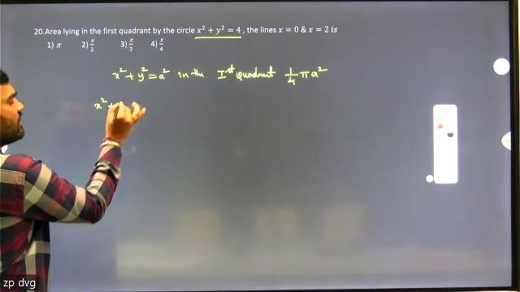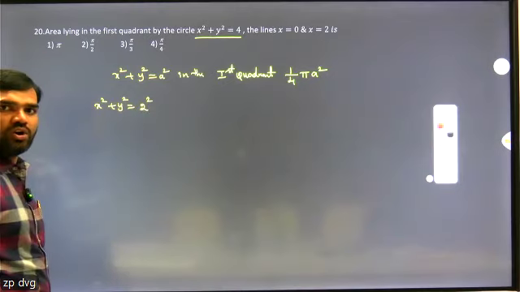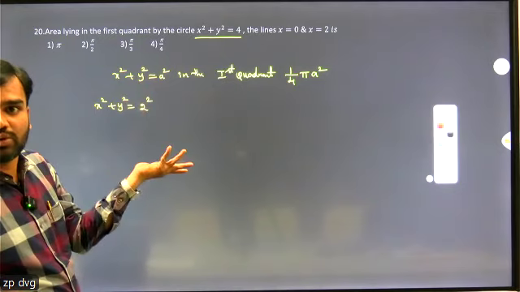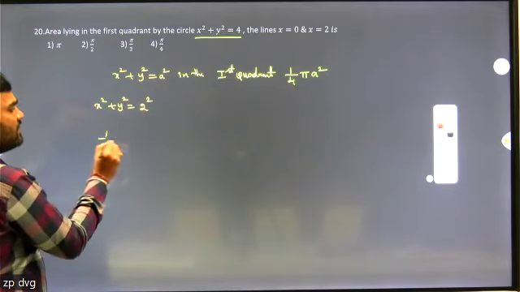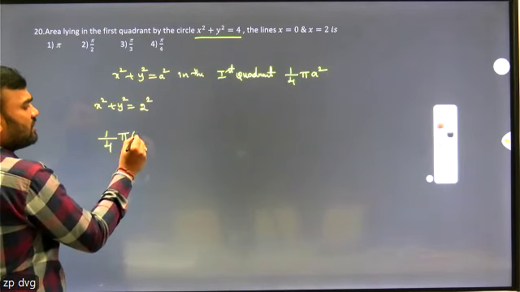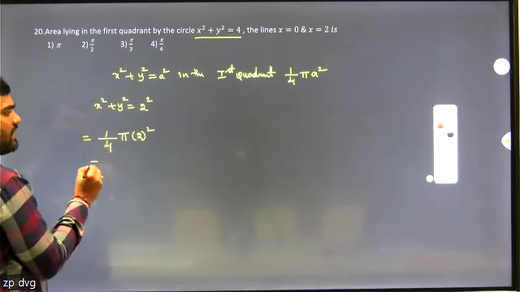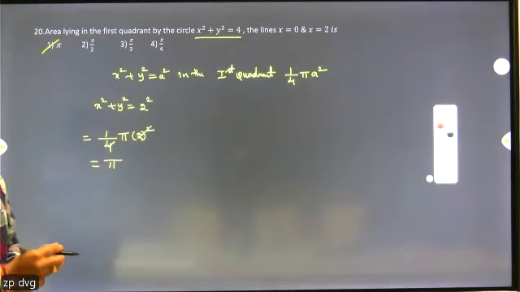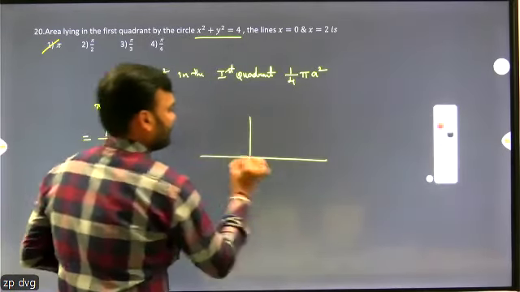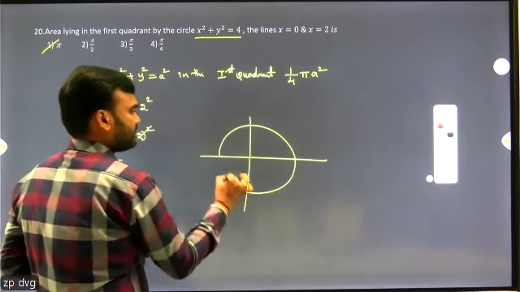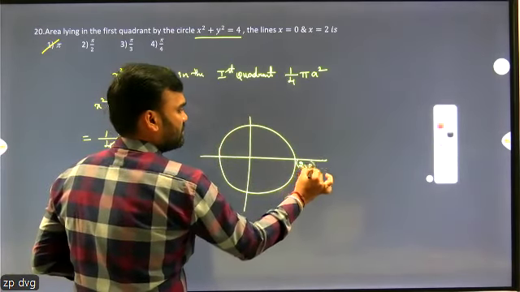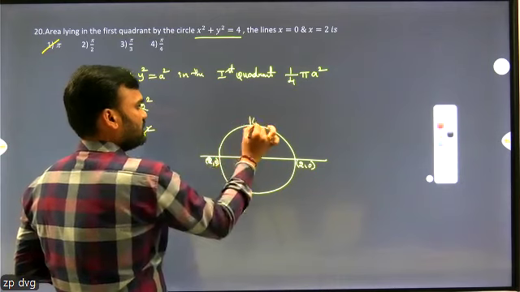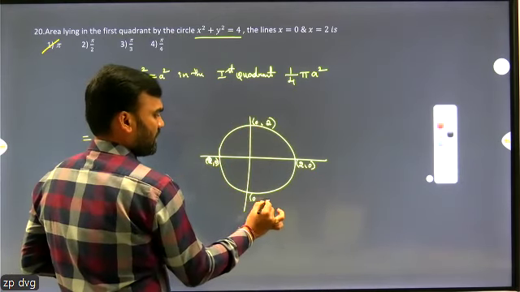Here they have given x square plus y square is equal to 2 square, and the lines 0 and 2. Radius 2 is given. That's why we directly go for 1 by 4 pi a square, where a is 2. 2 square is 4, 4 gets cancelled, so pi is the answer. The radius is 2, with points 2 comma 0, 0 comma 2, minus 2 comma 0, and 0 comma minus 2.